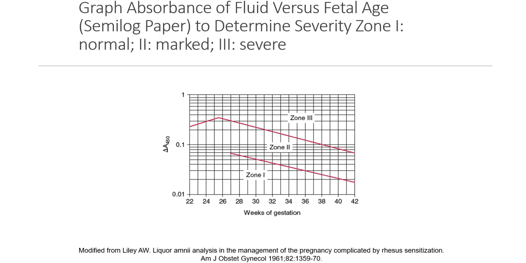This is a Liley graph that is based on the reading of the amniotic fluid at 450 nanometers versus the gestational age of the fetus. It's divided into 3 zones. Zone 1 is normal. Zone 2, it's getting severe. And zone 3, it's severe. Immediate interventions need to take place, whether it's intrauterine transfusions if the baby is too young, or to deliver the baby now based on the fetal lung maturity test.